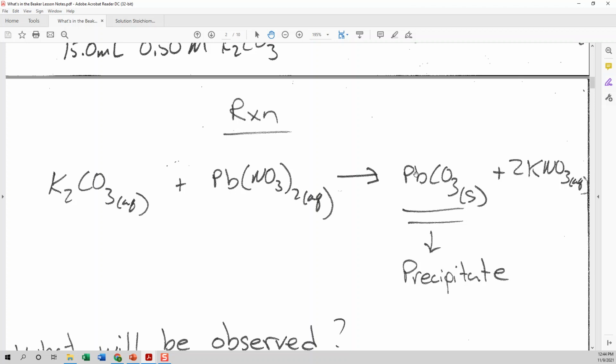So if you had to pick, hopefully you know your solubility rules enough to know that there's no way that the potassium nitrate is going to be the precipitate. So it's got to be the lead carbonate, right? So that's our precipitate. But again, this is just a chemical equation. It's good for balancing. It's good for doing stoichiometric calculations and that kind of thing. But it's really not good to understand, really visualize what is happening when you mix these 2 things together.